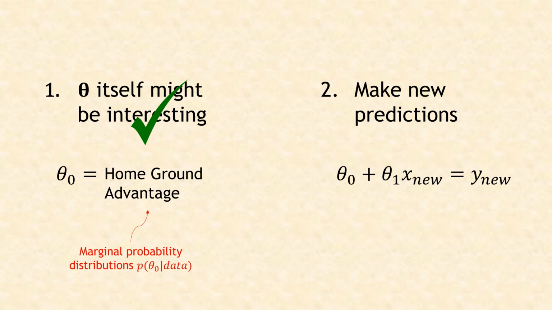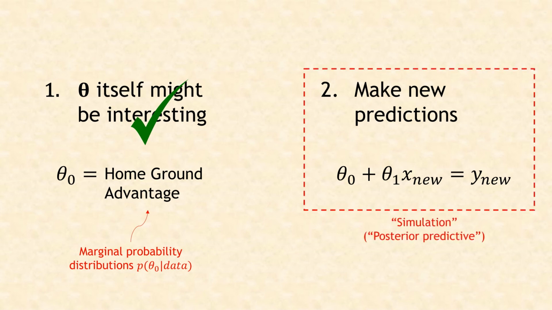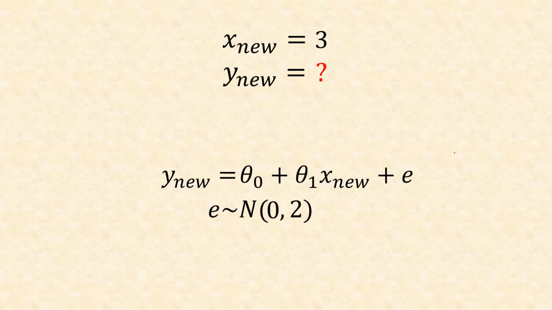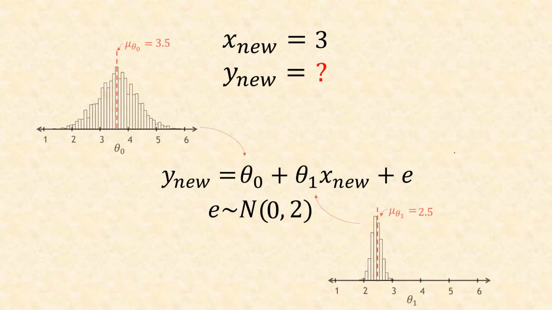Let's turn our focus to making future predictions, which I call simulation, but in the literature you'll sometimes see it referred to as the posterior predictive. Let's assume we have a new game where the rating difference x is 3. The goal is to predict a new y. Our process model gives us the relationship between x and y in terms of the parameters and noise, and our sampling has told us the marginal posterior distributions of θ0 and θ1, with means of 3.5 and 2.5 respectively.